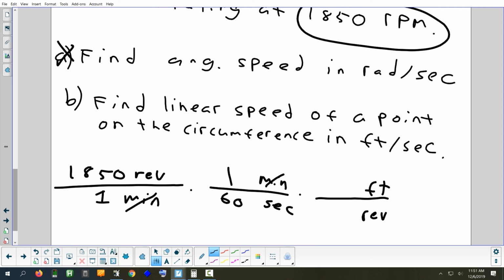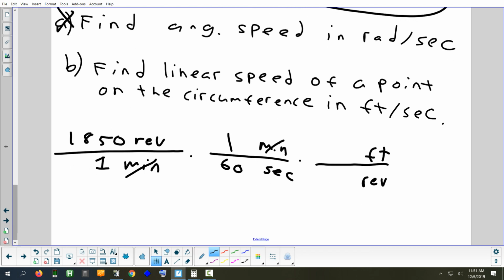Now, what's different about the conversion between revolutions and feet? It's not the same in every problem. Conversion between seconds and minutes, that's the same all the time. Minutes to hours, hours to days, feet to yards, feet to inches, all those conversions are static. They never change. How many feet in a revolution? Well, that depends on how big of a circle you're making. Is it a small circle or is it a big circle?